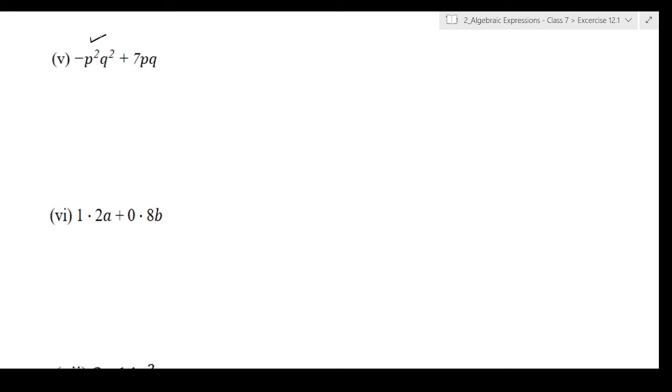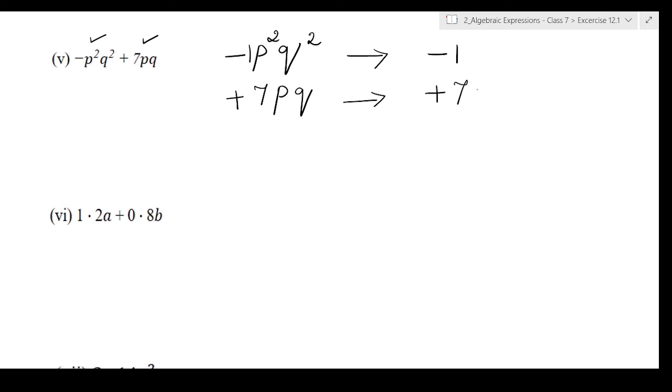Minus p to the power 2, q to the power 2 and 7pq. Both have got alphabets. As such, there is no constant. So the two terms are minus p square q square and plus 7pq. If there is no number, then it is 1. So what's the numerical coefficient here? Minus 1. What's the numerical coefficient over here? Plus 7.